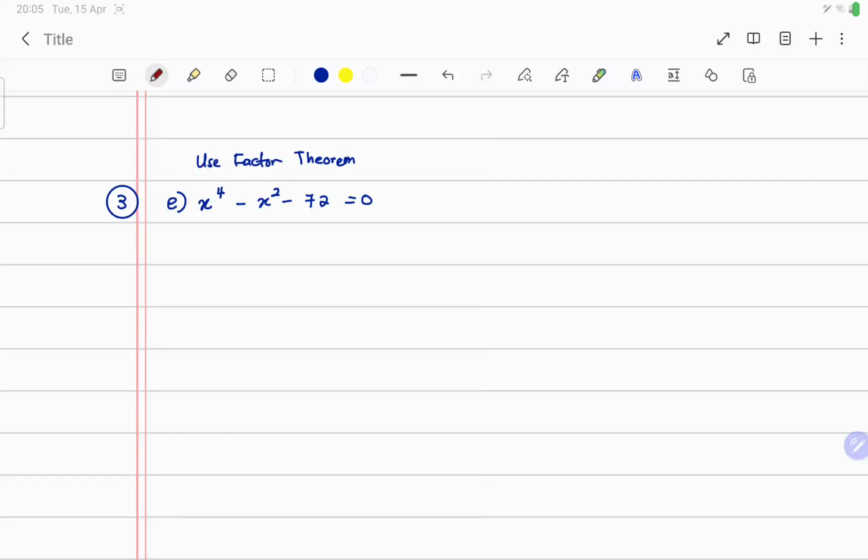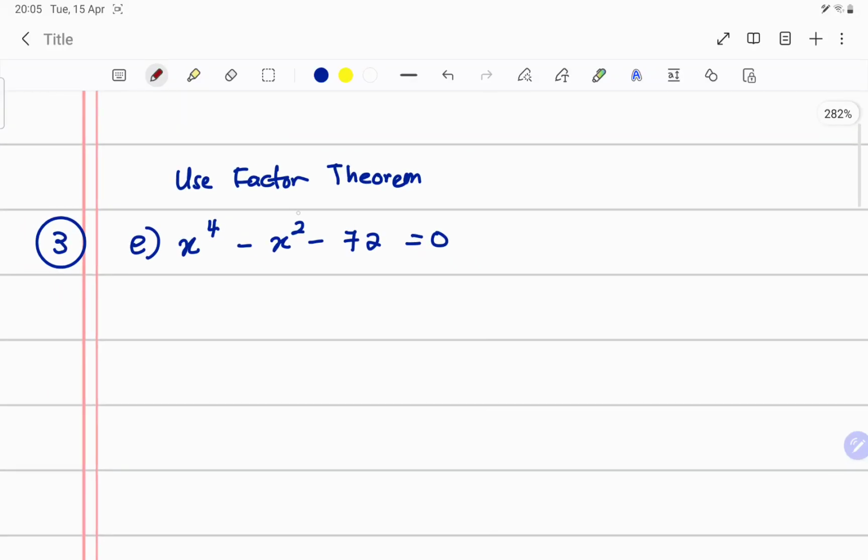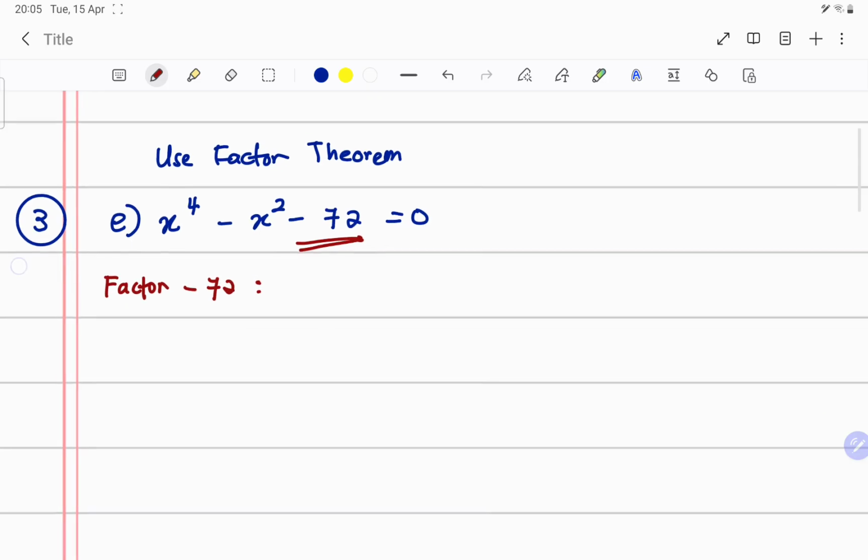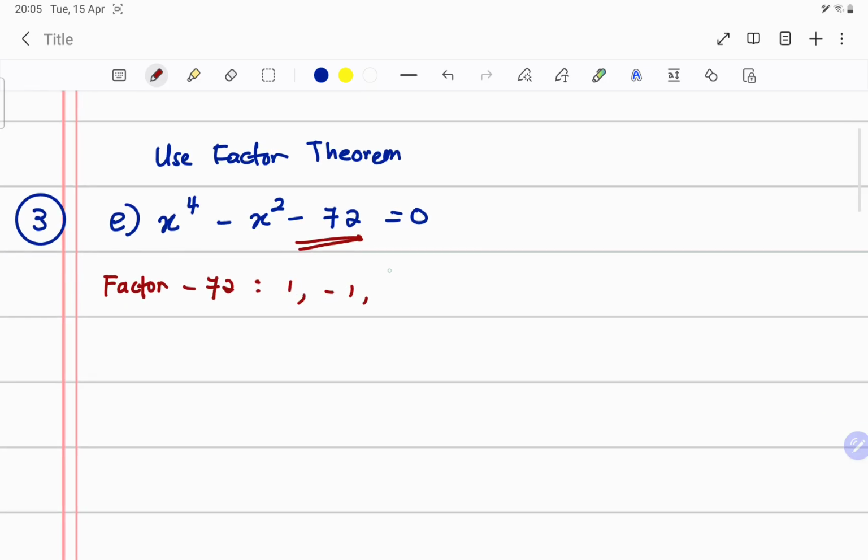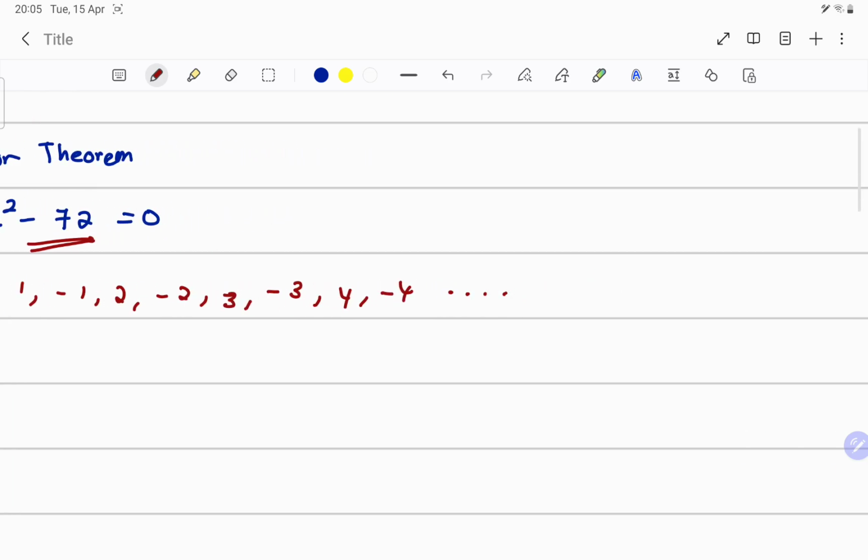So this question, which is question tutorial 3E, they want you to identify the value of x by using the factor theorem. First of all, we need to remember that when it comes to the factor theorem, you need to find the factors of the last constant that we have here, which is negative 72. So list out all the factors: 1, negative 1, 2, negative 2, 3, negative 3, 4, negative 4, and so on until the last one.